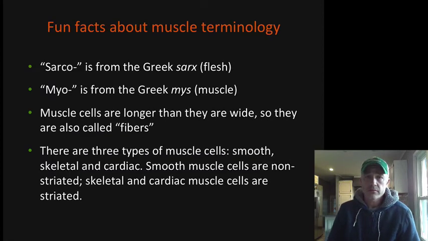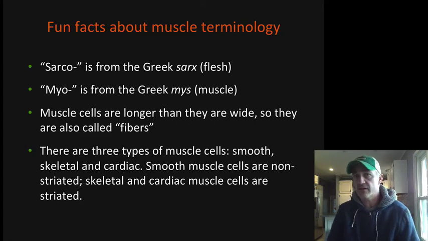So in terms of muscle terminology, a lot of times we're going to see a couple main prefixes. Sarco is one of these, so we'll talk about sarcomeres and sarcoplasmic reticulum and things like that. It comes from the Greek sarx, which means flesh. The other prefix you see in a lot of our terms is going to be myo. This is the Greek mys, which is muscle.